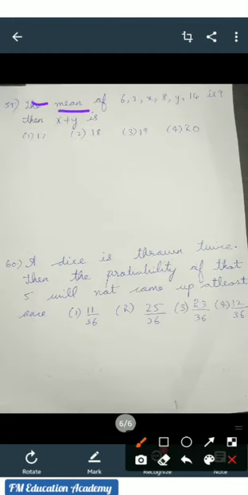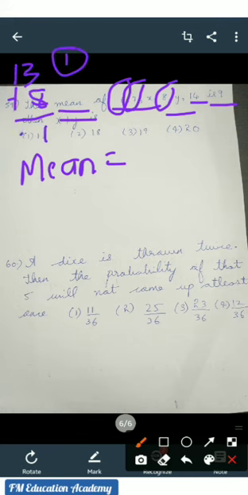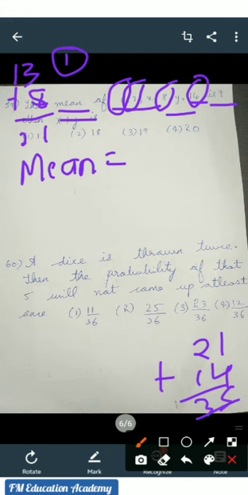59th question. Mean of 6, 7, x, 8, y, 14 is 9. Then what is the value of x plus y? Very easy. Mean is equal to the sum of all observations divided by the number of observations. What are the observations here? 6 plus 7 is 13. 13 plus 8 is 21. 21 plus 14 is 35, right? So 35 plus x plus y.